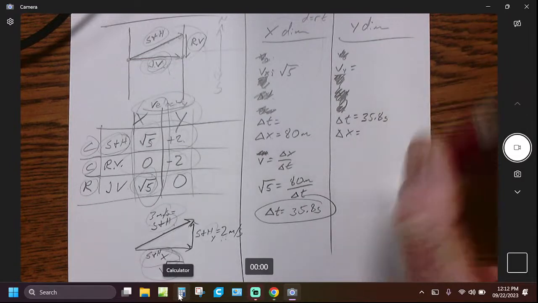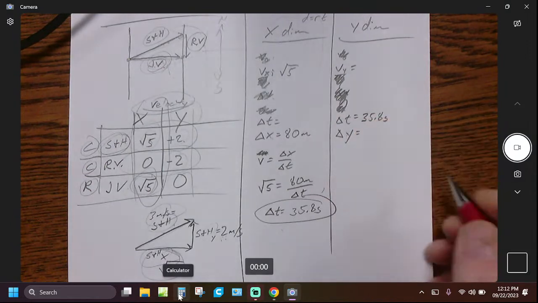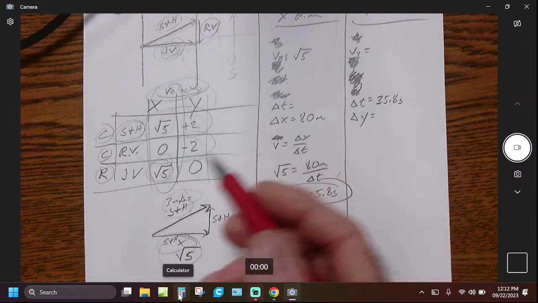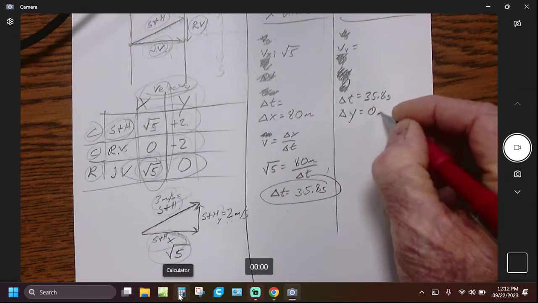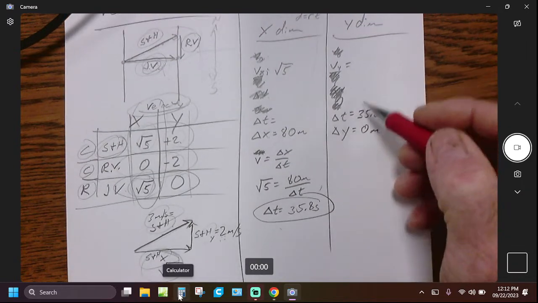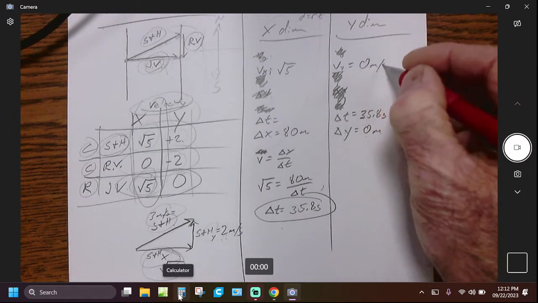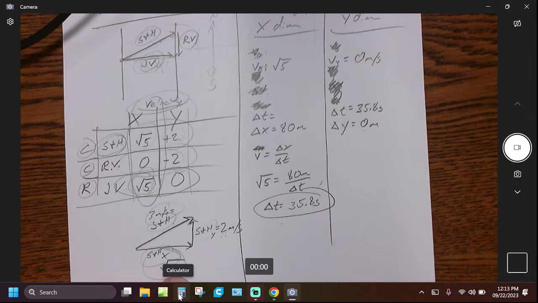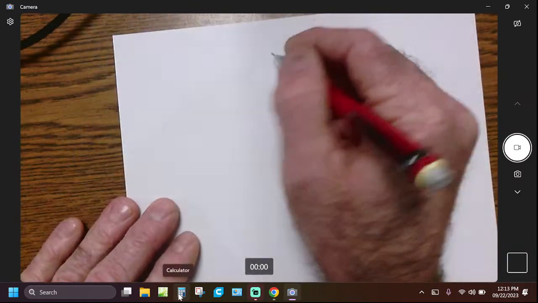So instead of delta x, I should have delta y. If we look at the resultant, delta y is 0. And if we did the math here, if delta y is 0, then average y velocity is going to be 0 too. So it wasn't very interesting, but you can see we could have done stuff there. All right, so that's it for Jane. Jane takes 35.8 seconds to get across the river. Now Bob.